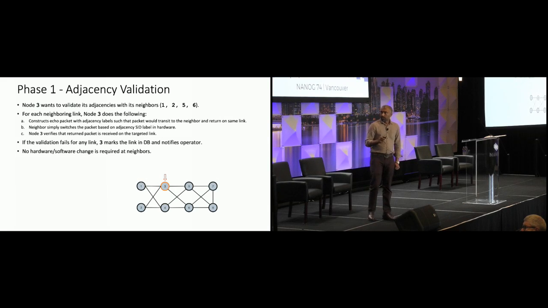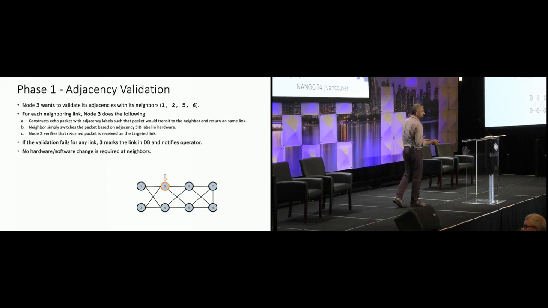So here, with adjacency validation, the basic idea is that you want to make sure that you are able to send and receive traffic correctly to each one of your neighbors. Let's assume that we have this topology again. We are working on node 3. That is the only node that is running DPM. No other device in the network is running DPM right now. It has links to neighbors 1, 2, 5, and 6. Right now, I'm showing only single links, but of course, you could have ECMP there as well.